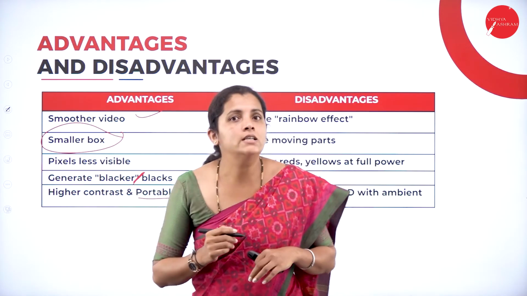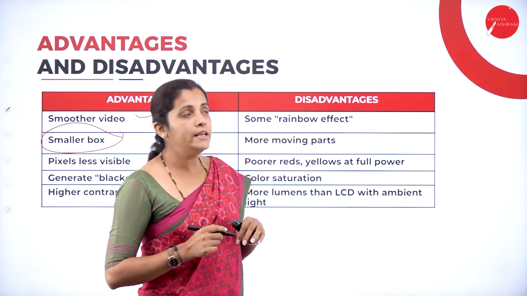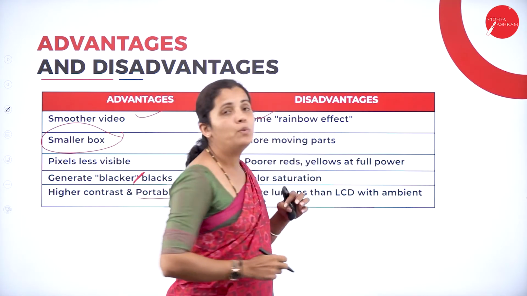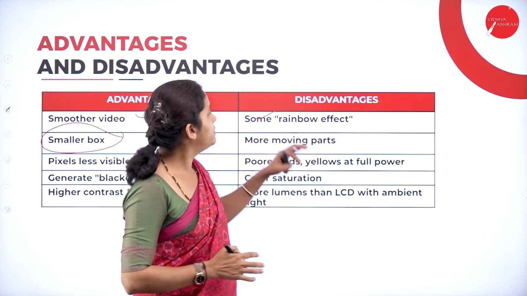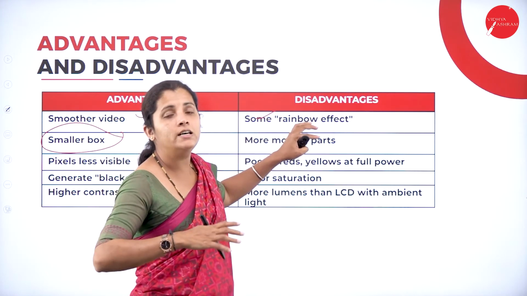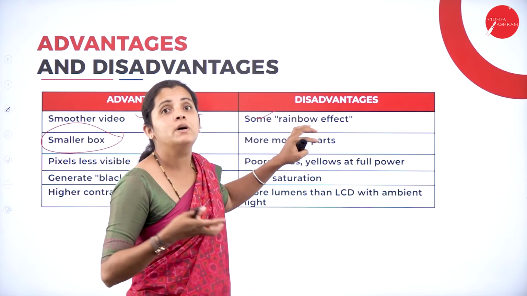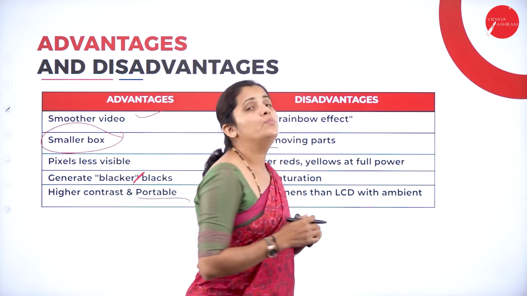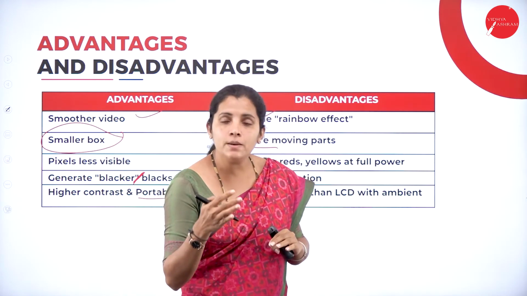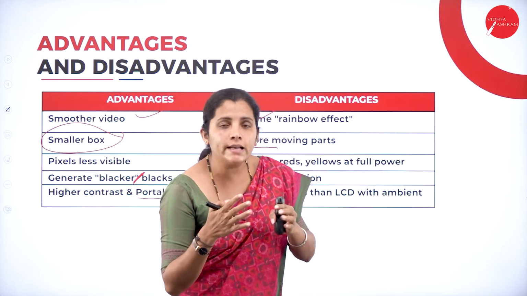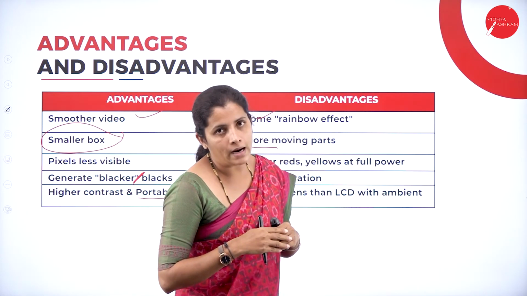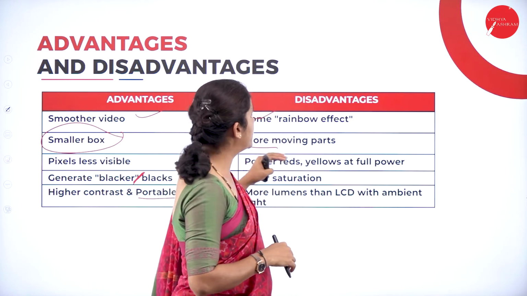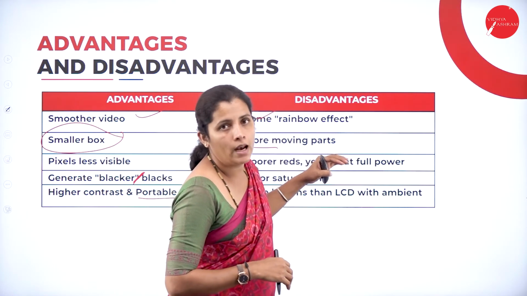Moving on to the disadvantages of DLP projector. What's the first disadvantage? Here you're going to get some rainbow color effects. Then more moving parts. In DLP projector, you're going to get more moving parts. Then what is the third disadvantage? Poor red color and poor yellow color.